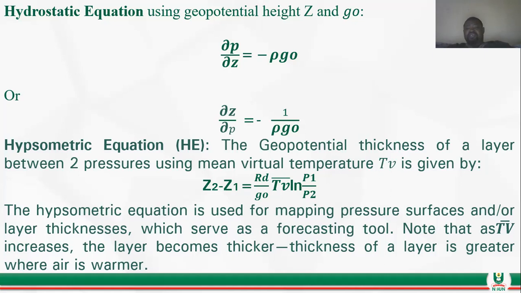Note that as the mean virtual temperature increases, the layer becomes thicker, and the thickness of a layer is greater where air is warmer. Let me take that again. Thickness of a layer is greater where air is warmer.